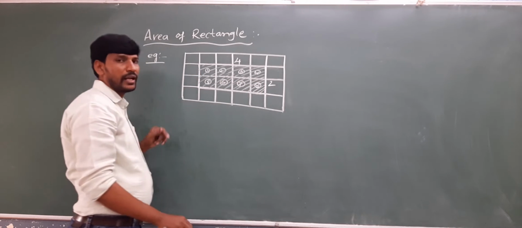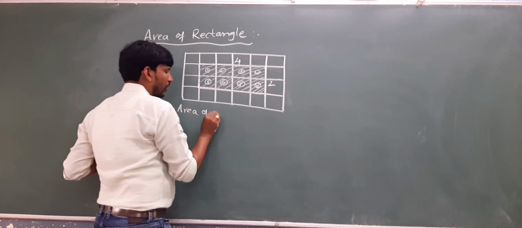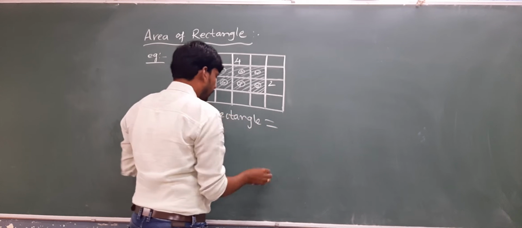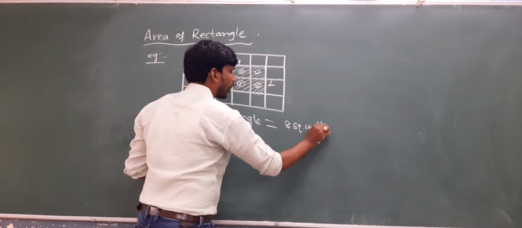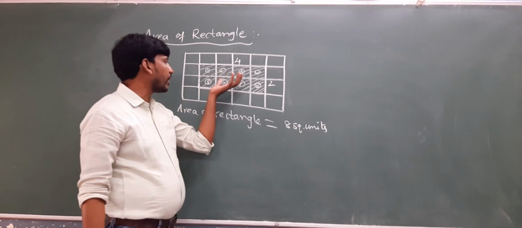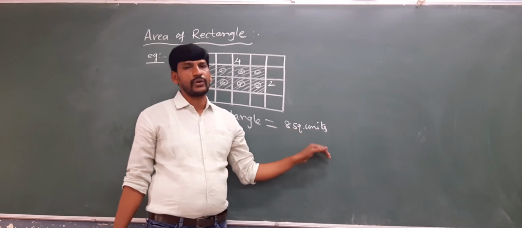Totally how many are there? So here area of rectangle is equal to 8 square units, because totally there are 8 full squares. So by counting the number of squares, it gives that the area of rectangle is equal to 8 square units.